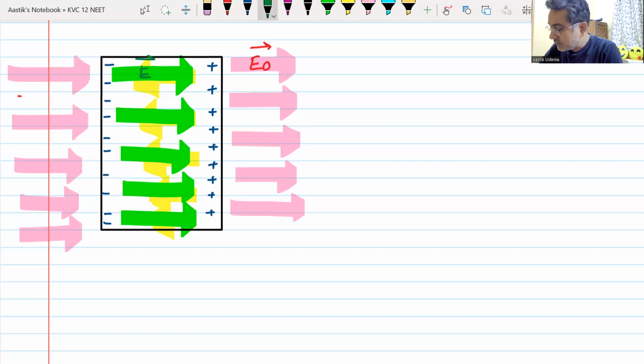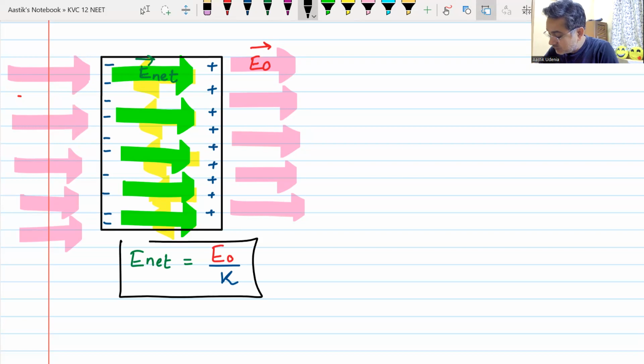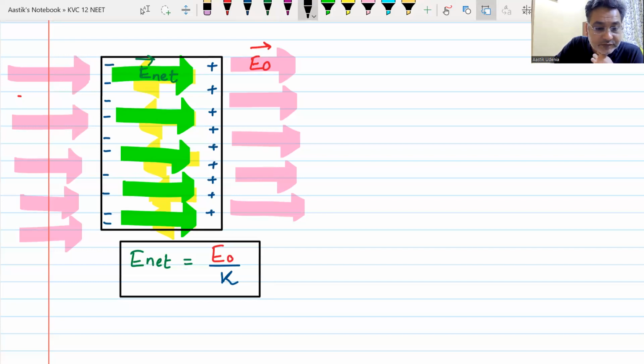This E that I am drawing is the net electric field inside the dielectric, and that is what you must understand: the net electric field inside the dielectric is equal to the original electric field E naught divided by a constant K. This constant K, my dear friends, is known as the dielectric constant of the body. Do we understand it now clearly?